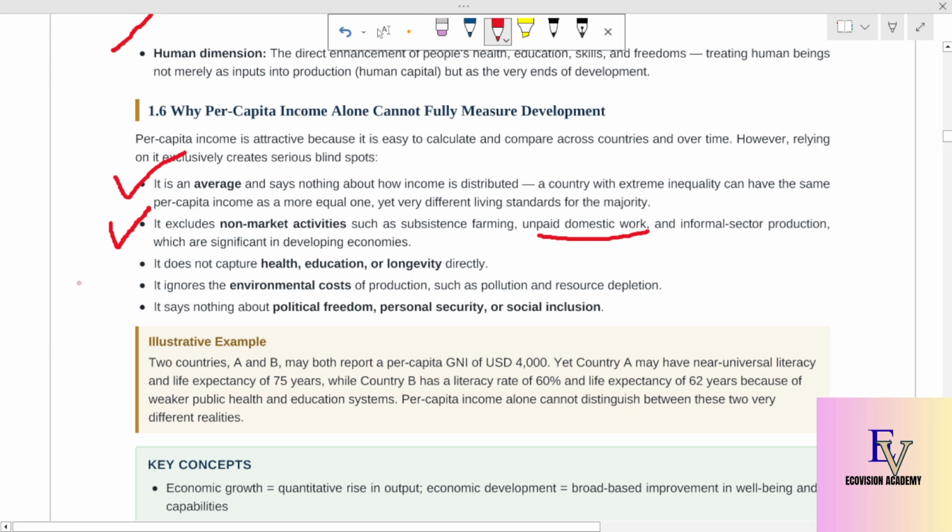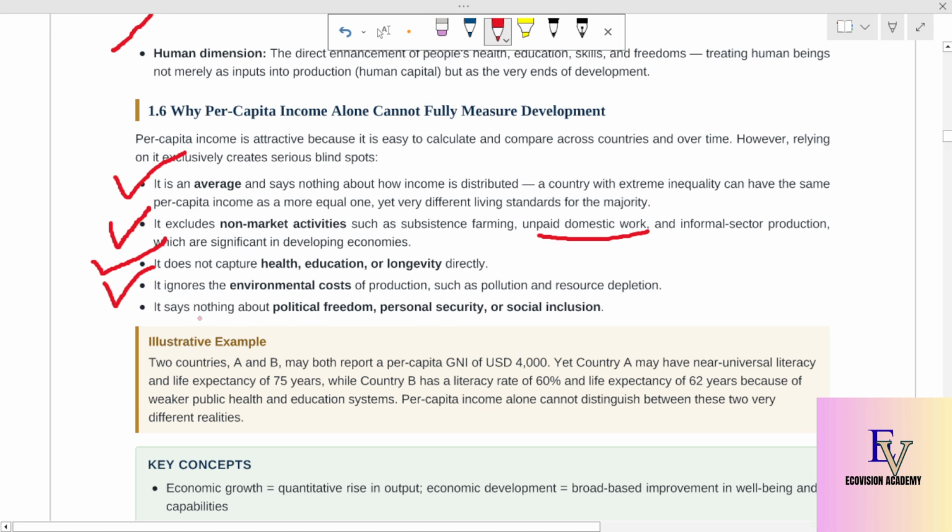And finally, GDP per capita doesn't include or capture health, education, or longevity directly. A person's health, a person's education or a person's life expectancy is ignored by GDP per capita. And it ignores the environmental cost of production also. Whenever we increase the GDP, we have to cut down trees, we have to clear out forests, as there is a shift from rural to urban. There is huge industrialization or rapid urbanization that gives us an environmental cost.